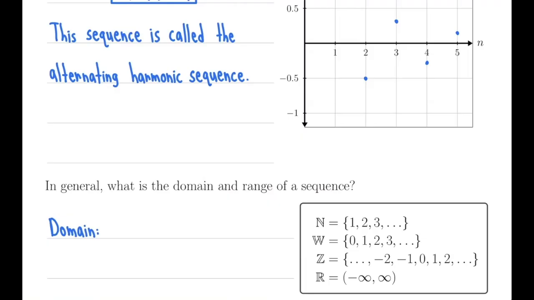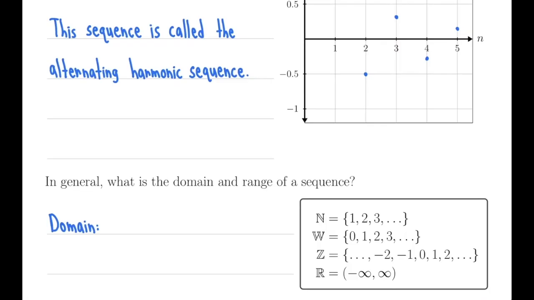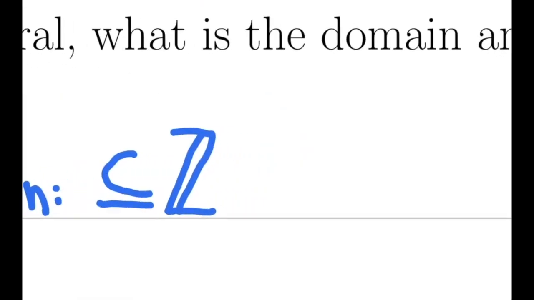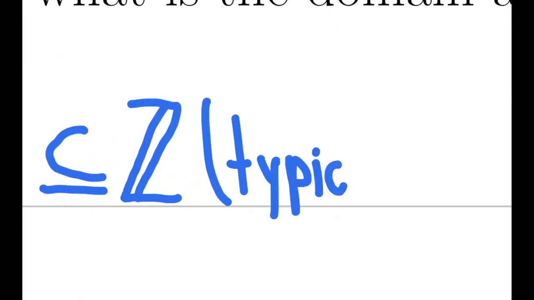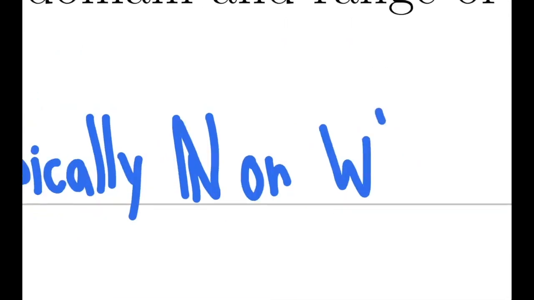So back to the original question. What would the domain of a sequence be in general? It's going to be a subset of the integers. This is the symbol for subset. So it's a subset of Z, but typically, like Giorgio said, why would you start the index of a sequence at a negative number? So you're right, that's not very common. So typically, the index starts at 0 or 1. So typically, the domain is N or W.